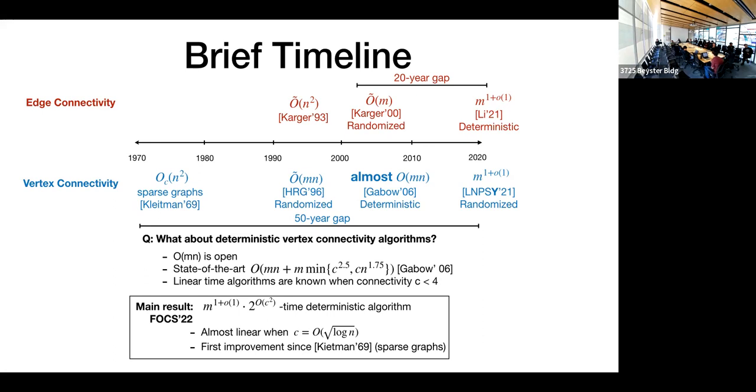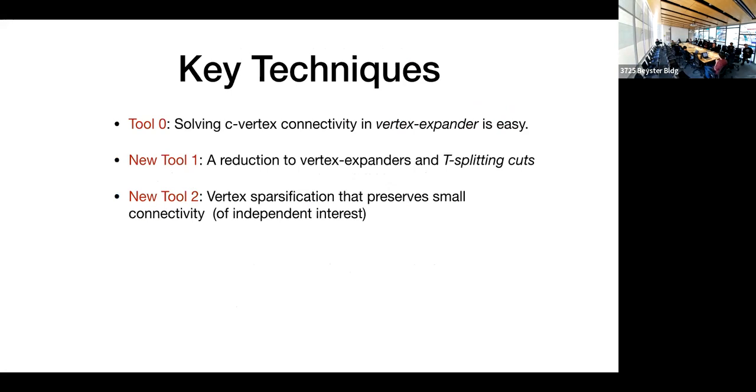So this is the new result. Next, I'm going to tell you all the key techniques at a high level, so I won't give you a lot of detail. The first tool is to look at vertex connectivity in expanders. We show that in expanders it's easy to solve vertex connectivity. The new tools that we introduce are two. One is a reduction framework to vertex expanders and something called T-splitting cut, also known as the Steiner cut. The second is a fast vertex sparsification that preserves connectivity, which is of independent interest. I believe it can also be useful outside of this context.